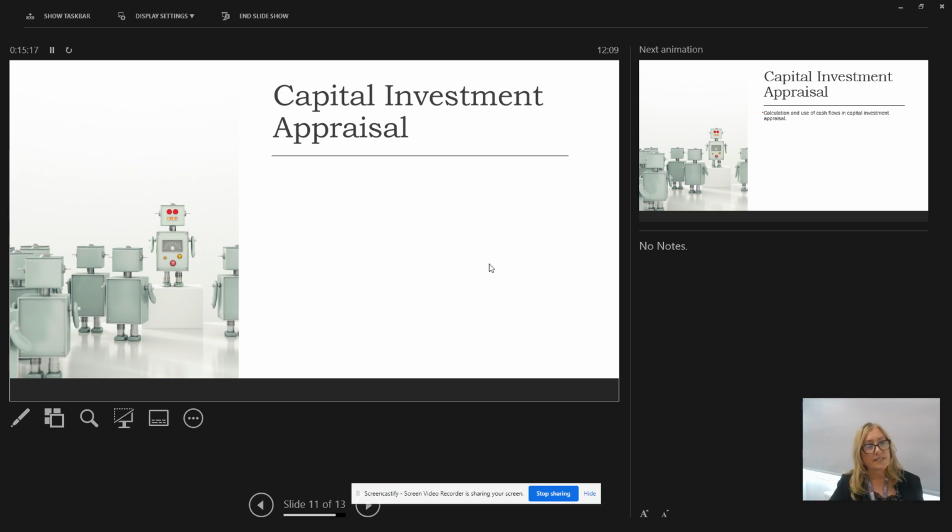So this could be a big project. We've got some pictures of some robots here to fully automate an area of the factory or the whole factory, to use robotics instead of people. It could be to build something, it could be to introduce a new system, it could be anything. So capital investment appraisal is where a large sum of money is going to be spent. And we've seen a question recently where a company is going to start making electric cars, investing 15 million. I have recorded a separate video on that, so you can have a look at how that's worked out.